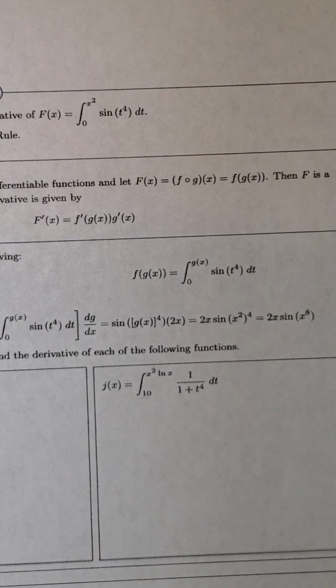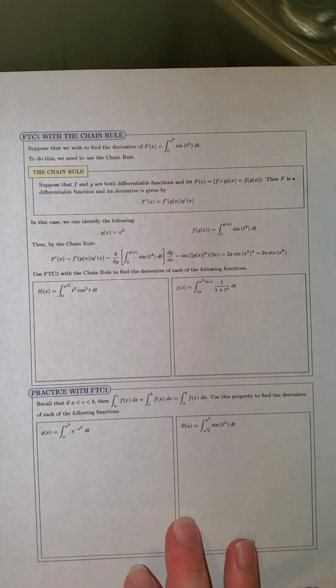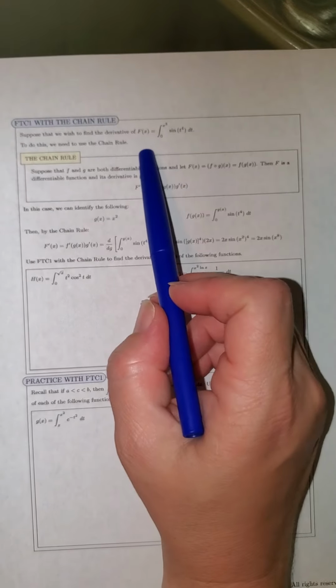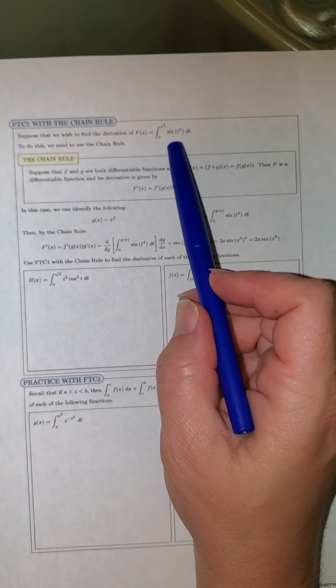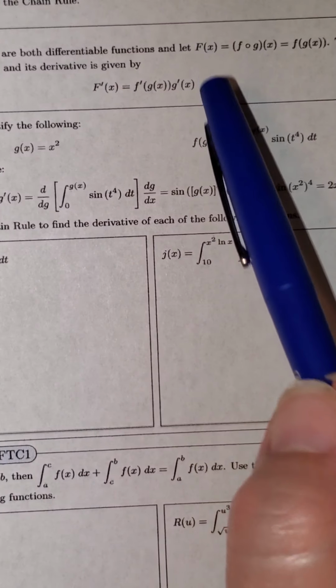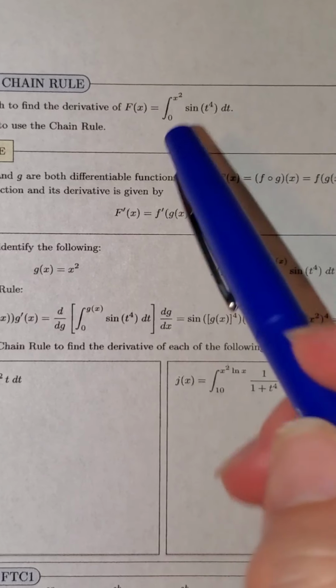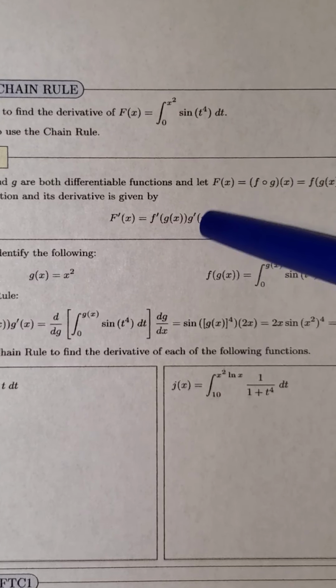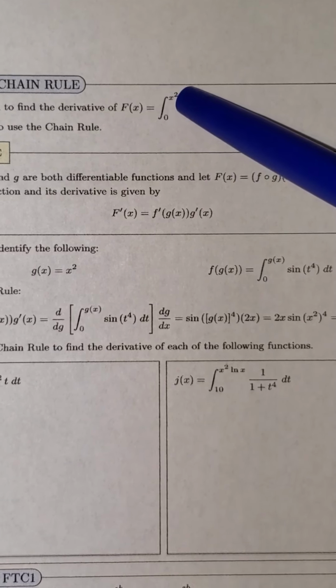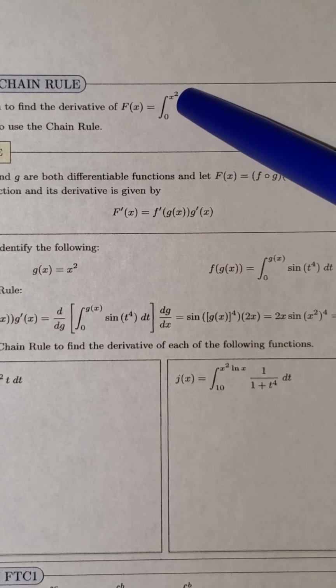So suppose that we wish to find the derivative of capital F of x equals the integral from 0 to x squared of sine of t to the fourth. You're going to have to use the chain rule. So you have a function up here. Your function is x squared.